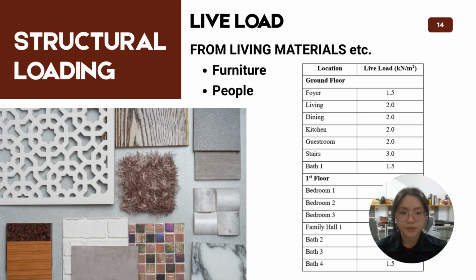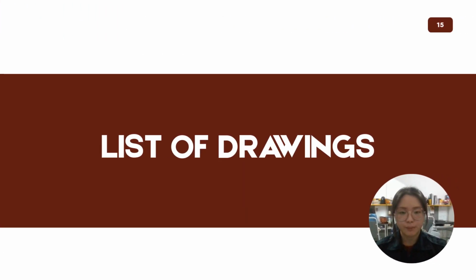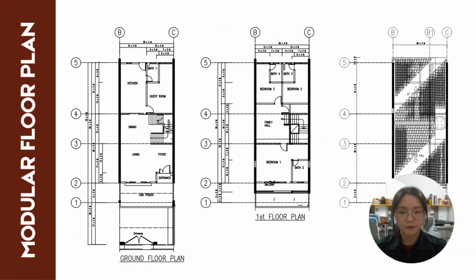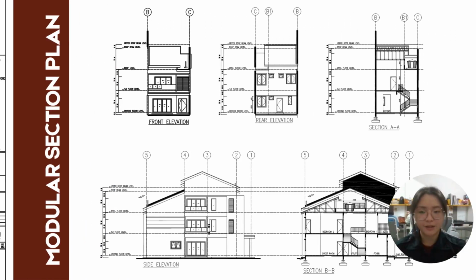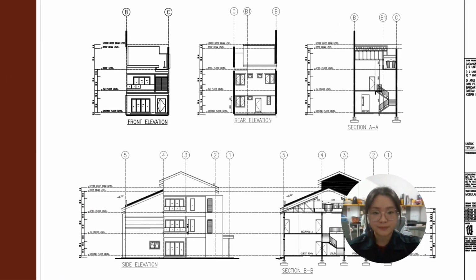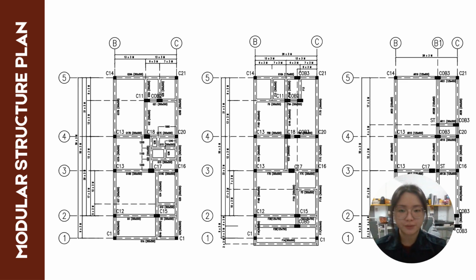All the live load were assumed in accordance with Eurocode 1 due to the location and the area in the architecture plan. For this part of list of drawings, we'll show the modular coordinated plans and the building information modeling products. These are the modular coordinated architecture floor plan. These are the modular architecture section plan. And this is the modular structure plan that we already upsized the columns and beams and walls and slab in this project.